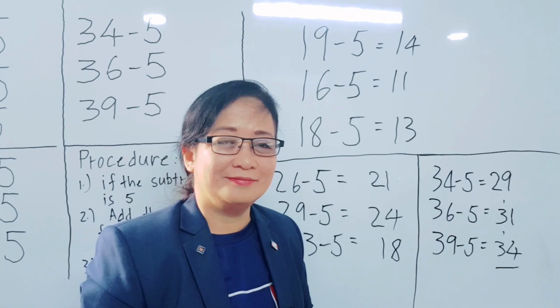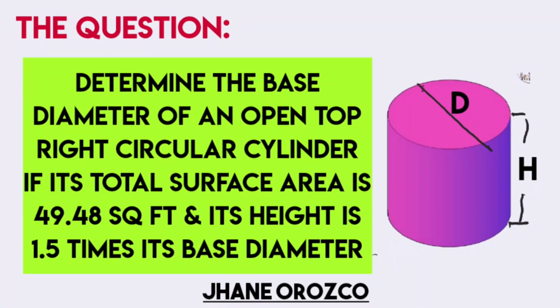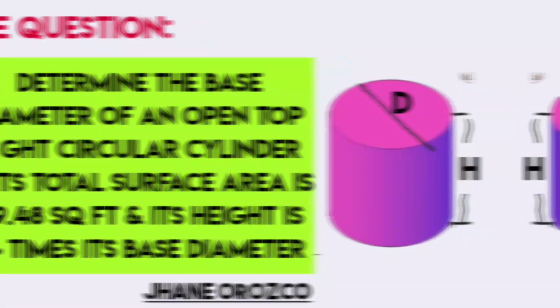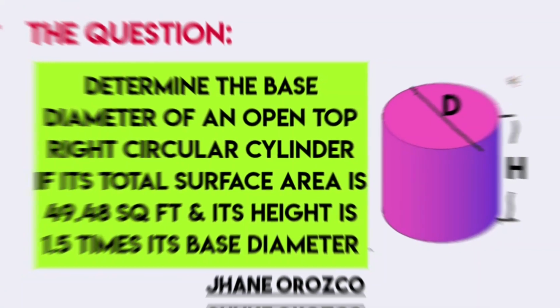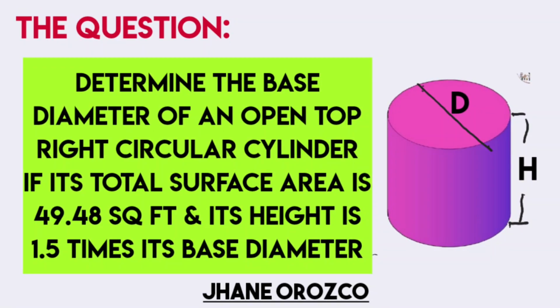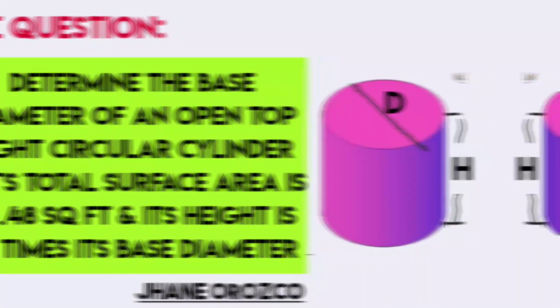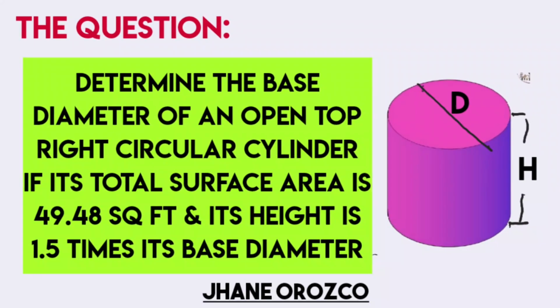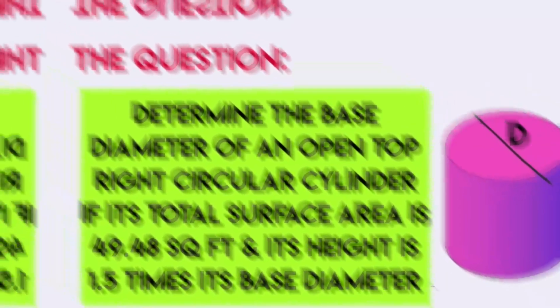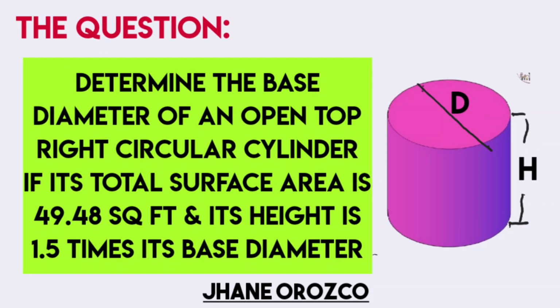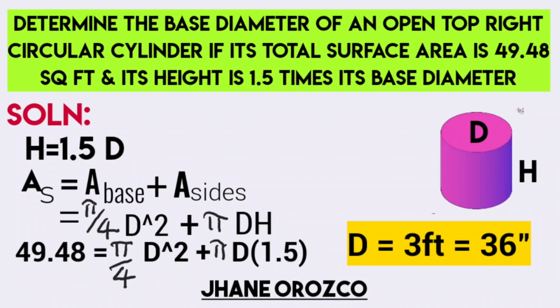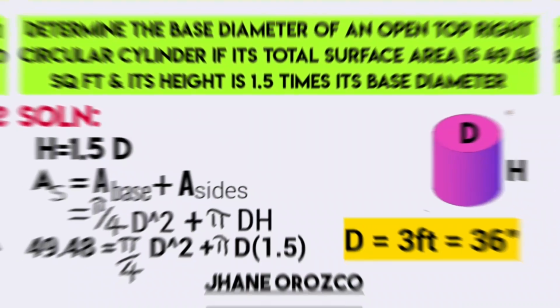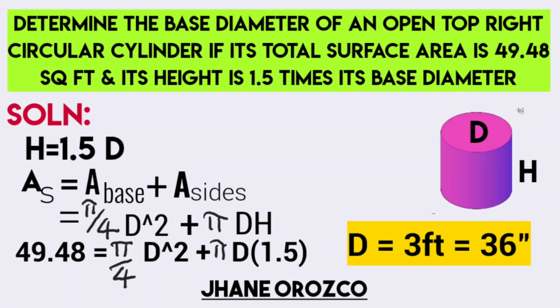Before we end this video, I will first give you the solution to the problem I gave last premiere. The question: determine the base diameter of an open-top right circular cylinder if its total surface area is 49.48 square foot and its height is 1.5 times its base diameter. Now, to solve this one, we have the given height, which is 1.5 times the diameter, and the given surface area, which is equal to 49.48.